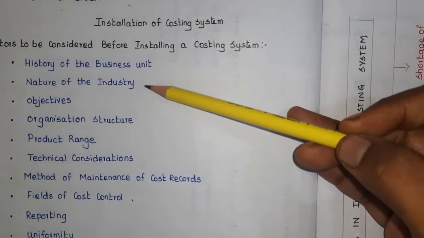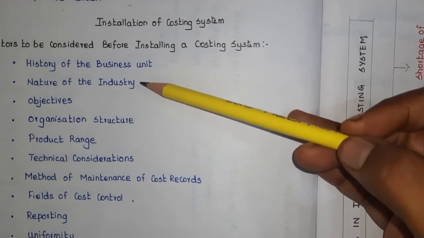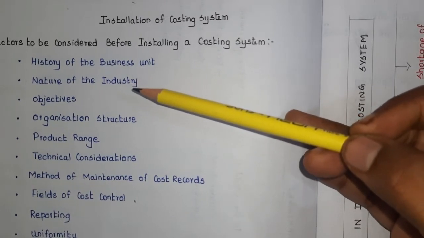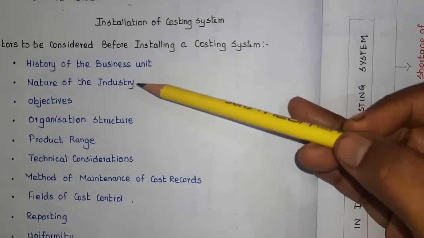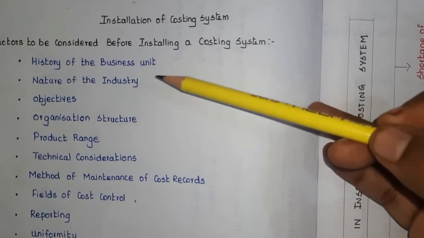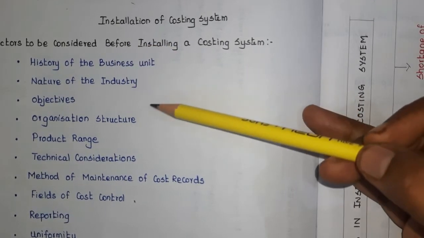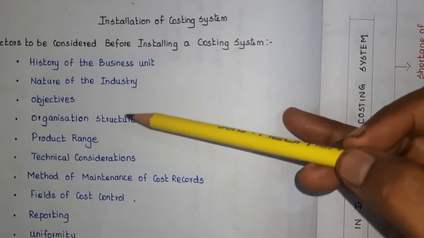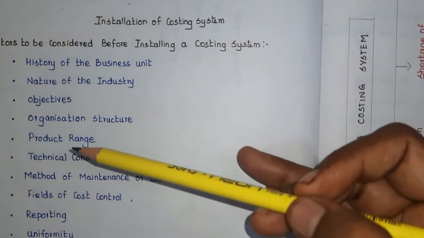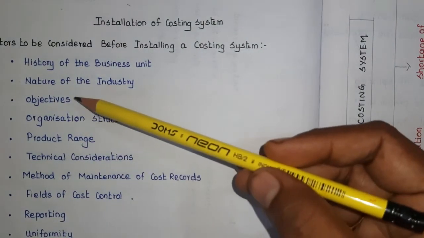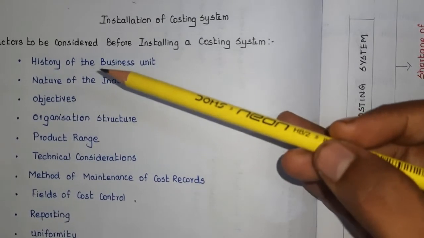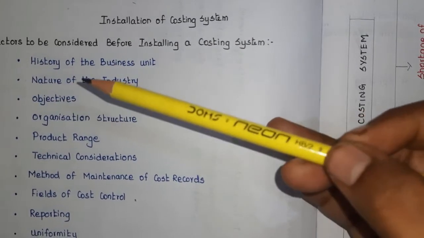The next point is the nature of the industry. Another factor which is to be considered is the nature of business, such as manufacturing, mining, trading, etc. Similarly, the type of product manufactured is also to be considered, which also determines the method of costing that can be applied universally. Next thing is the objectives. The designer should consider what is the objective of the costing system, whether to fix selling prices or control cost or both.